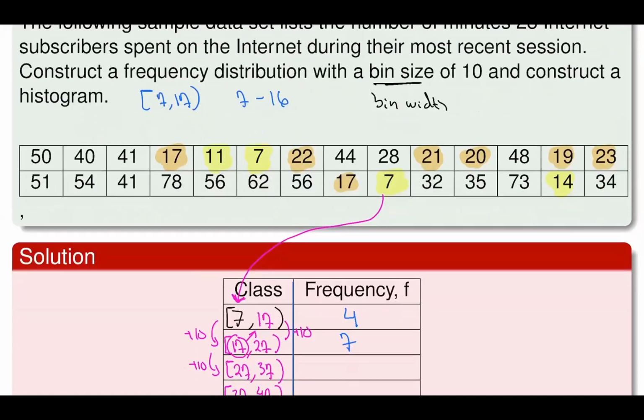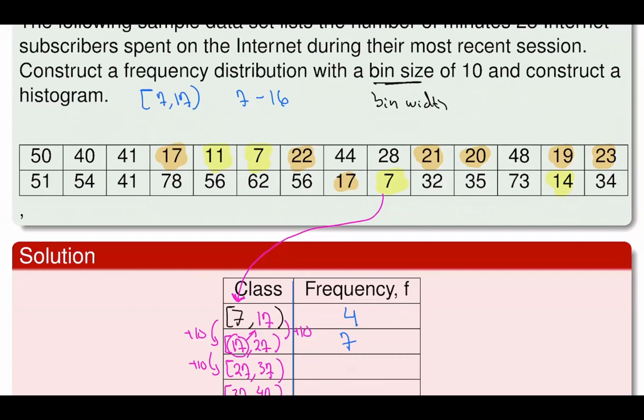All right. So now let's go to 27 to 37. So 27 to 37, we have 28. We have 32. We have 34. And then that's pretty much it. You missed 35. Yeah, 35. So we missed 35. So if we count 35, now we have a frequency of 4.